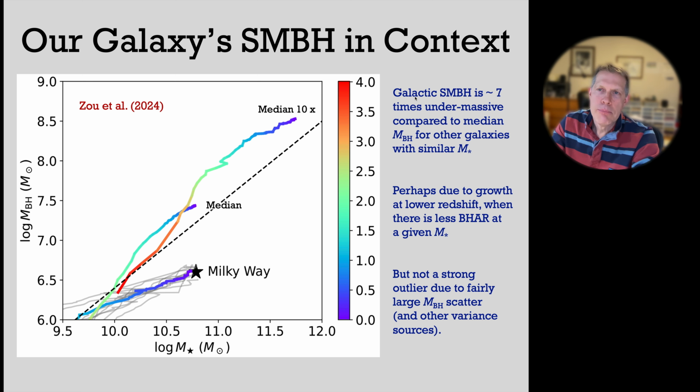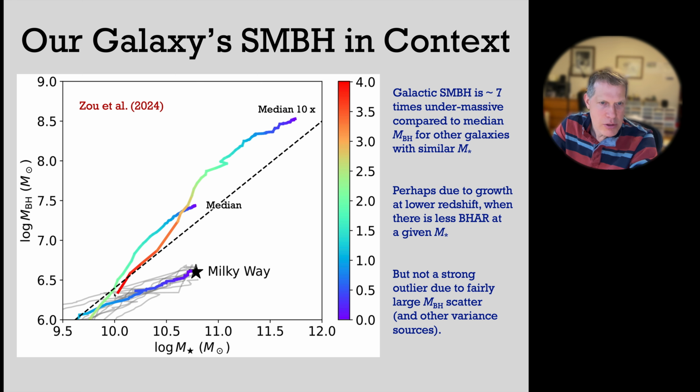And notably, if we compare our galaxy's supermassive black hole with the black holes in galaxies that achieve the same stellar mass that our galaxy achieves, we find that our galaxy's black hole mass is notably low. In fact, it's notably low by about a factor of 7. It's about 7 times undermassive compared to the median black hole mass for other galaxies with similar stellar masses.